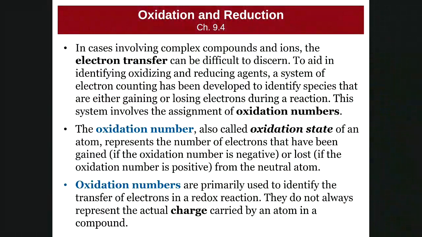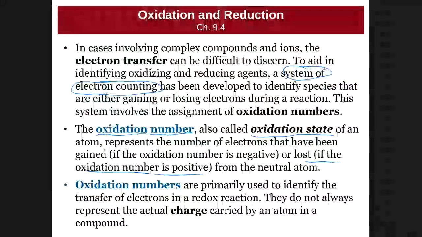In cases involving complex compounds and ions, the electron transfer can be difficult to discern. So one way to help you figure out what the oxidizing and reducing agents are is to look at something we call oxidation numbers. It's a system of electron counting that we use to identify which species gain or lose electrons in a reaction. So oxidation numbers, also called oxidation states, represent the number of electrons that have been gained if the oxidation number is negative. So a negative oxidation number means it gained negatively charged electrons, or lost if the oxidation number is positive. So if it lost electrons, its charge went up because it lost some negative charge.